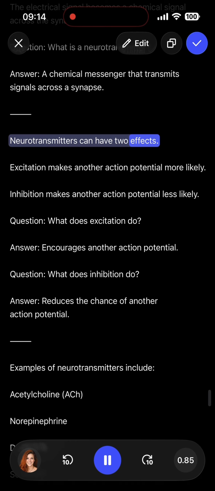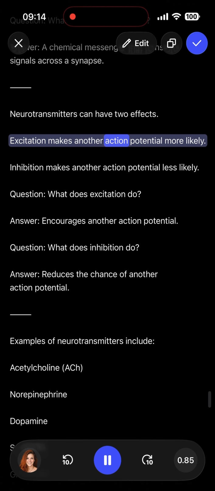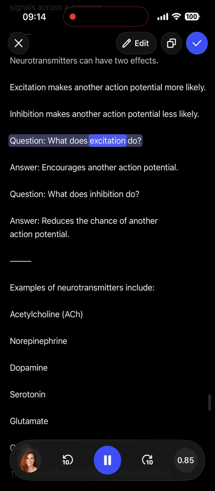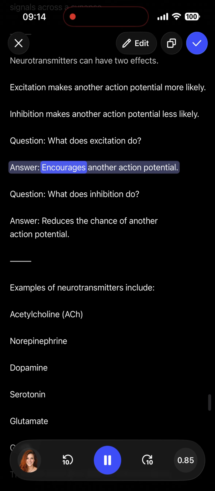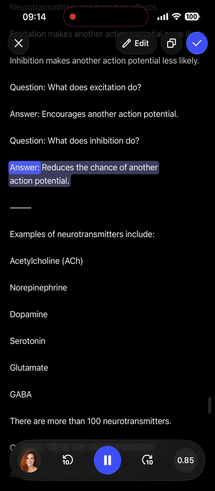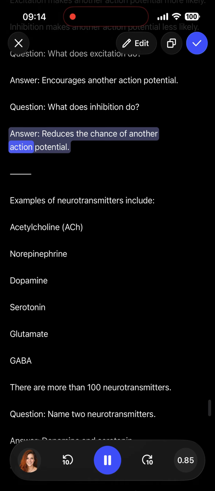Neurotransmitters can have two effects. Excitation makes another action potential more likely. Inhibition makes another action potential less likely. Question, what does excitation do? Answer, encourages another action potential. Question, what does inhibition do? Answer, reduces the chance of another action potential.